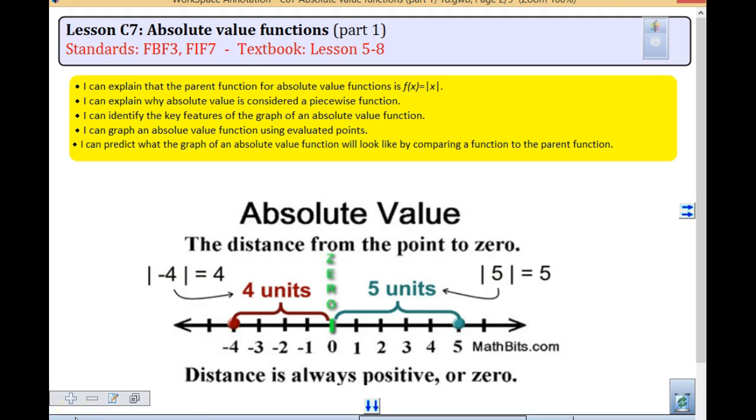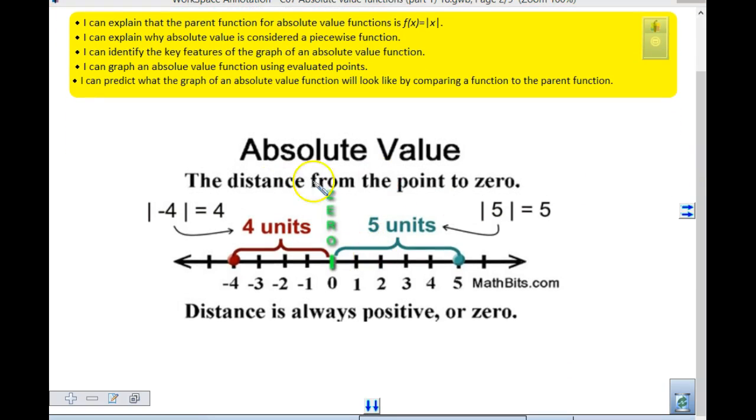25 says, if I'm looking at my I can statements, I'm going to be able to explain the function, what it looks like for absolute value. We're going to be looking at this as a piecewise function. So it's kind of a continuation of yesterday with piecewise. We're going to talk about the key features today and tomorrow. We do absolute value today and tomorrow. And we are going to graph these using evaluated points. And we're going to make predictions.